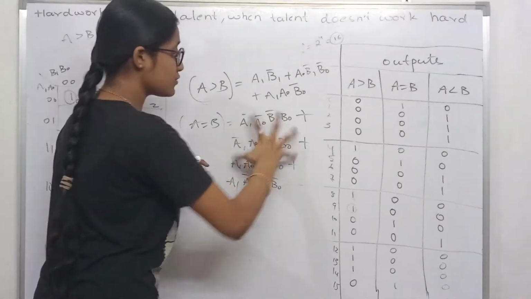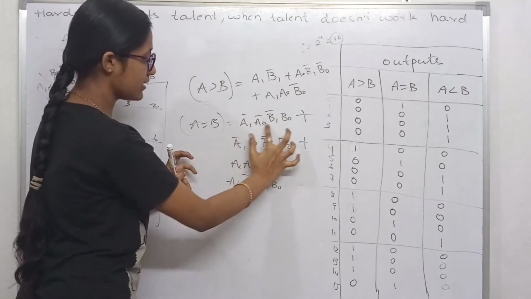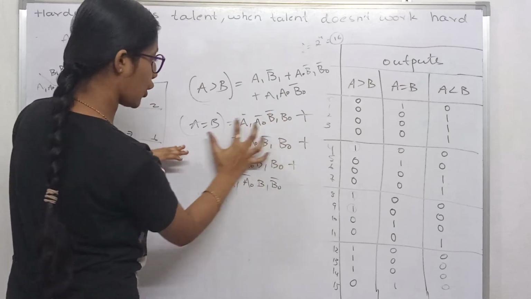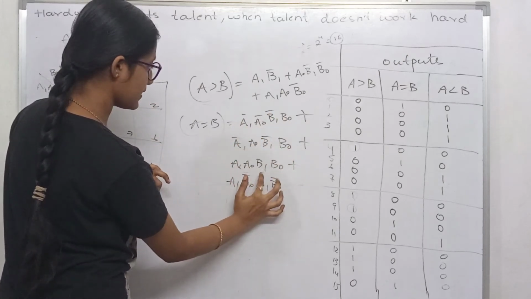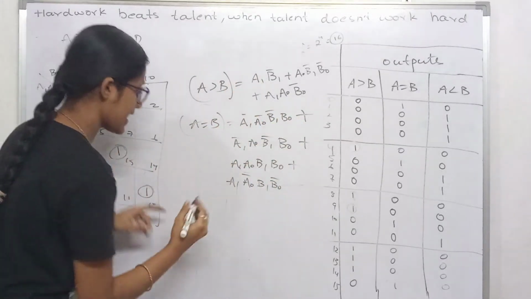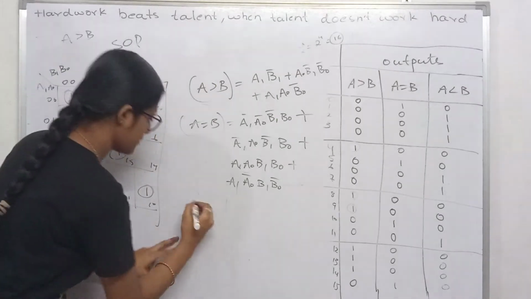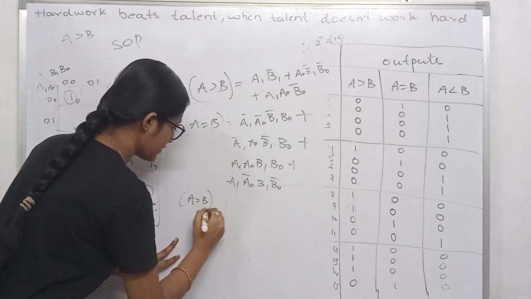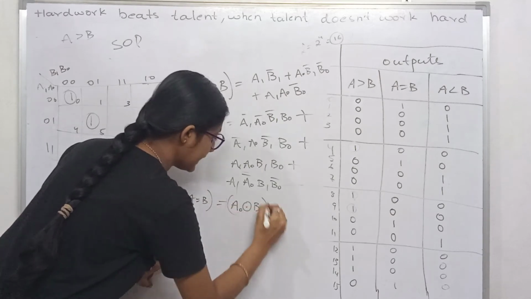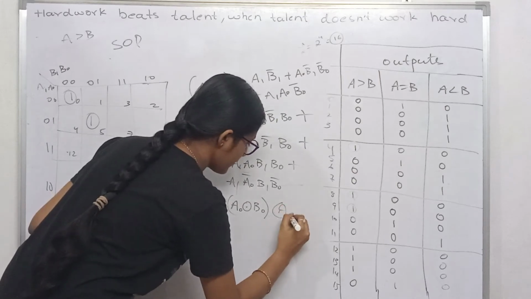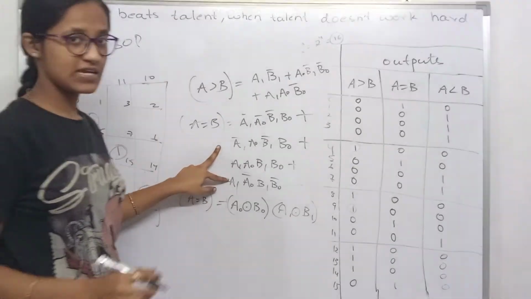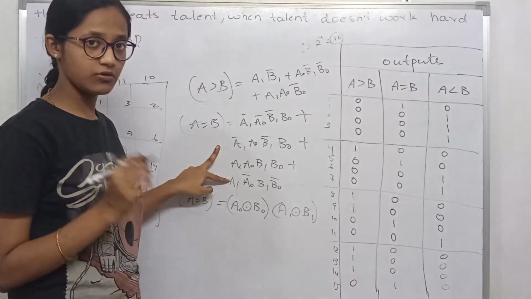If you simplify, if you take the common of A1, B1 and here also A1, B1 as a common, then you will get this as the XNOR gate. So A equal to B will be A0 XNOR B0 into A1 XNOR B1. You simplify. Okay, it's very simple only. I hope you can do that.